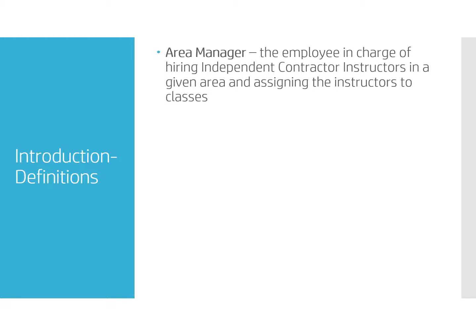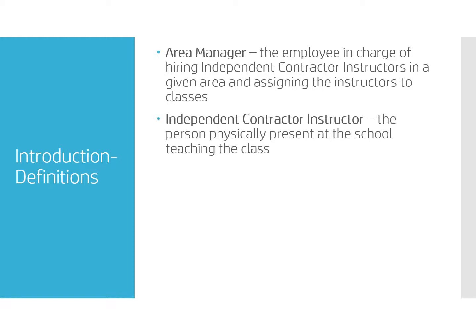Before we proceed, there are a number of definitions that I would like to go over that may be helpful as you go through the document and through this presentation. For the purposes of the document and this presentation, an area manager will be the employee in charge of hiring independent contractor instructors in a given area and assigning the instructors to classes. An independent contractor instructor is the person physically present at the school teaching the class.